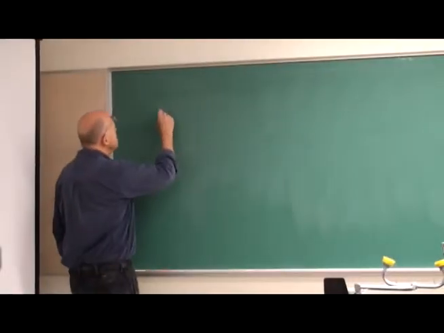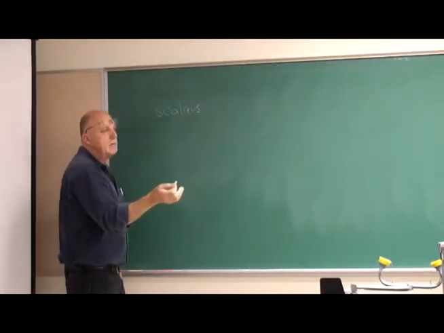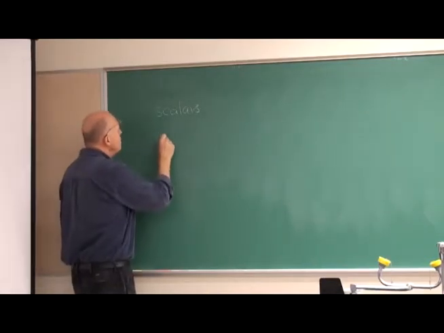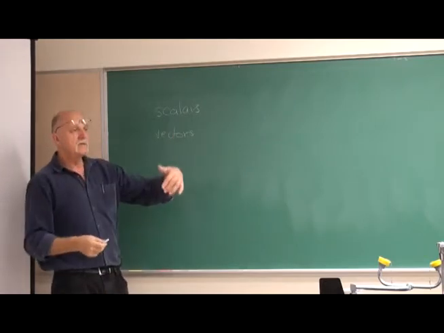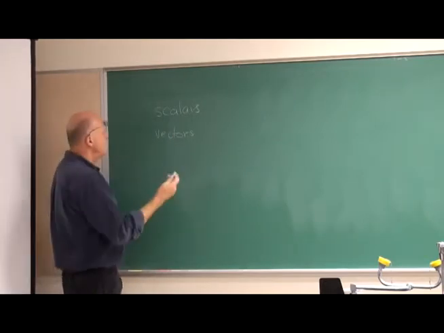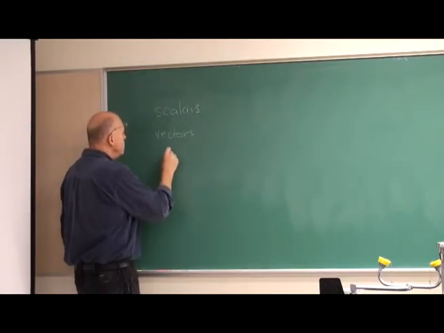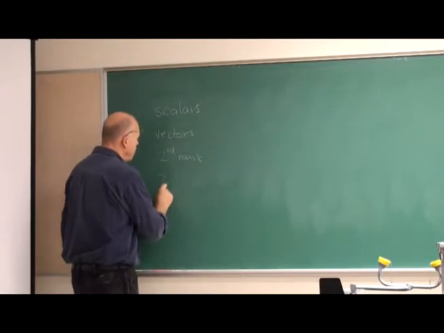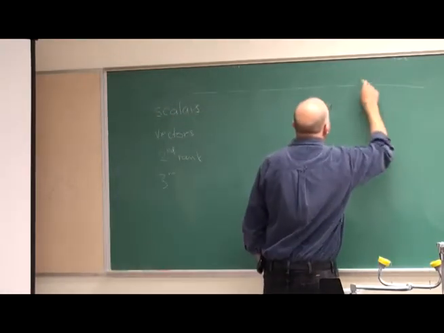We have scalars. So these are numbers like pi, 14, whatever. Then we have vectors. And these are things with a single subscript, transformed in a certain way. Then we have second rank tensors, third, and so on.